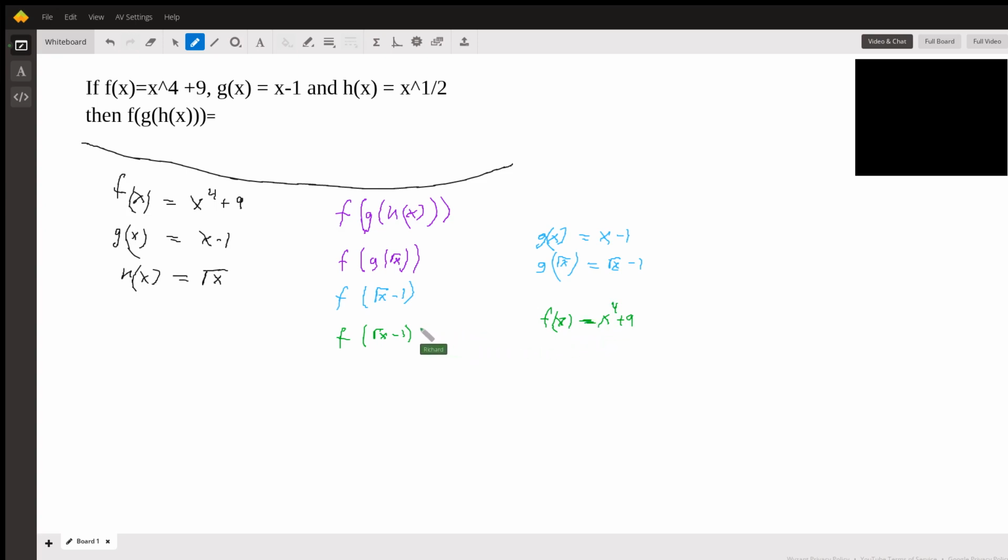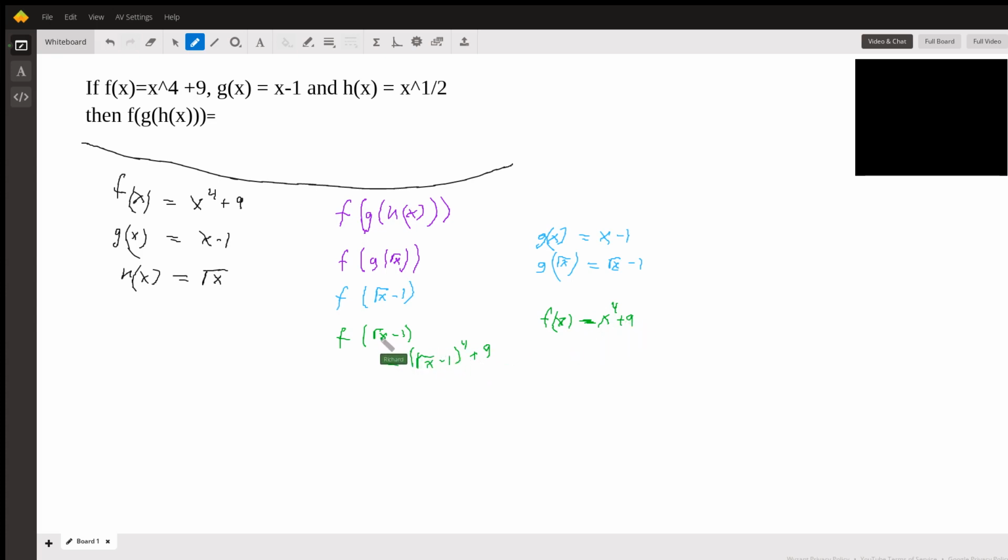So what's going to happen is the f function says whatever you give me, which is x, I'm going to raise you to the 4th power and add 9 to you. So this is going to turn out to be square root of x minus 1 raised to the 4th power plus 9. Because the rule for f says whatever you give me, I'm going to raise you to the 4th power and add 9 to you. And so this is the answer.